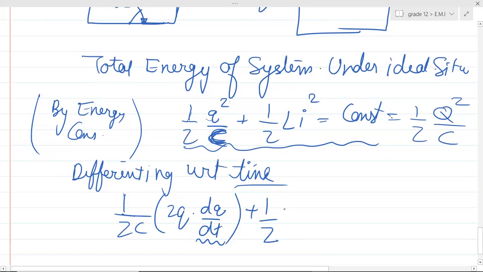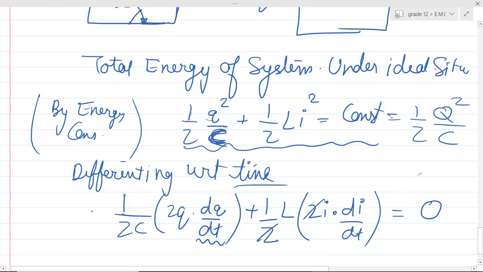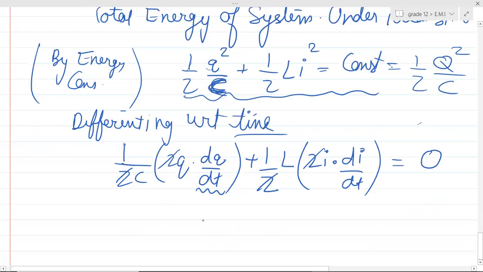Similarly, half into L into, now what is the differentiation of this? 2I into di by dt. Very good, you catch it very quick. And what is the differentiation of a constant? 0. So can you see, half से ये 2 cut मारेगा, this and this will get cancelled out, and will it be something like this?